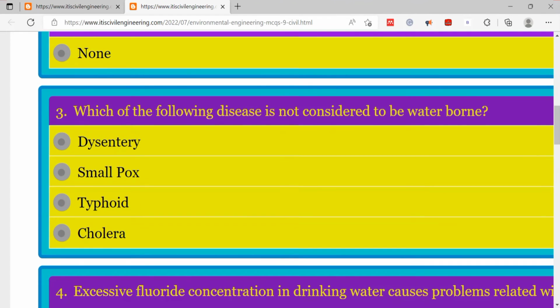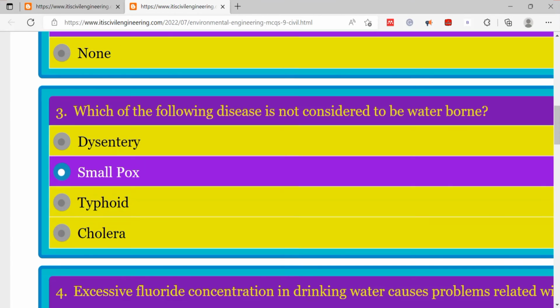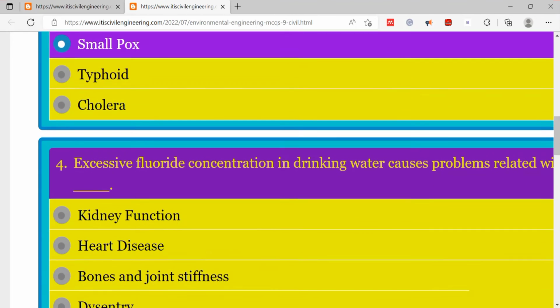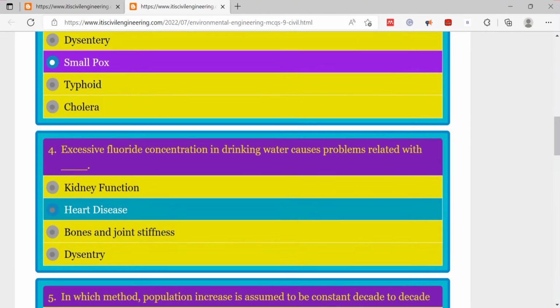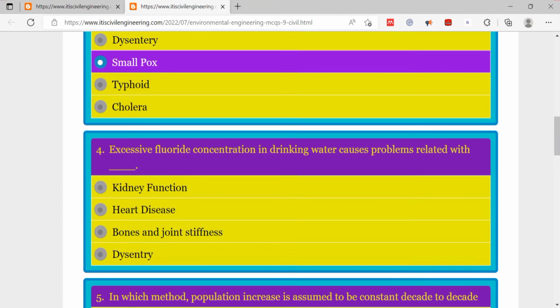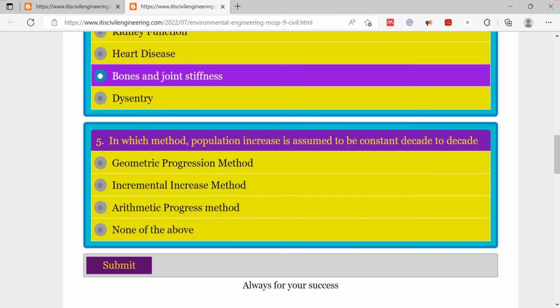Which of the following diseases is not considered to be waterborne? So from all of these options, smallpox is not considered to be waterborne. Excessive fluoride concentration in drinking water causes problems related with bones and joint stiffness. If there is excessive fluoride concentration in the drinking water, then it can cause problem related to bones and joint stiffness. In which method population increase is assumed to be constant decade to decade?